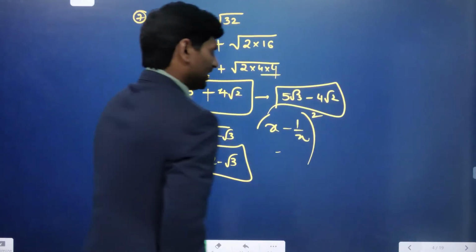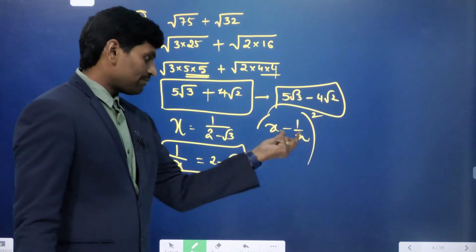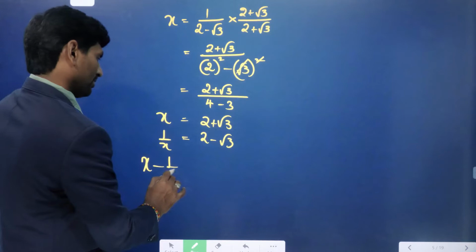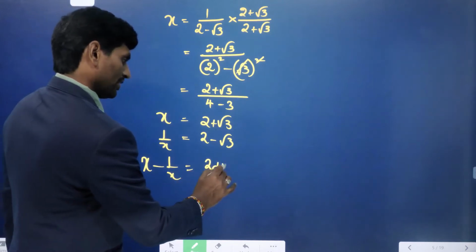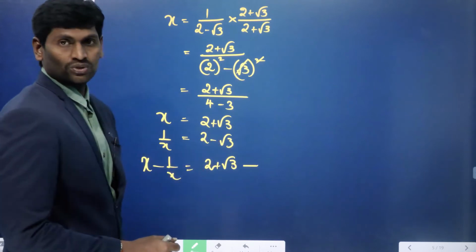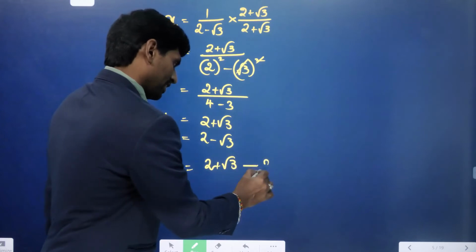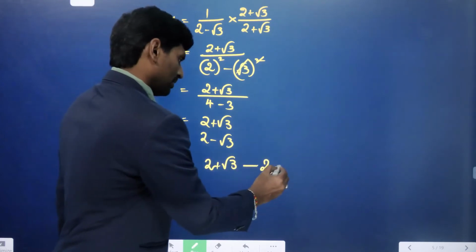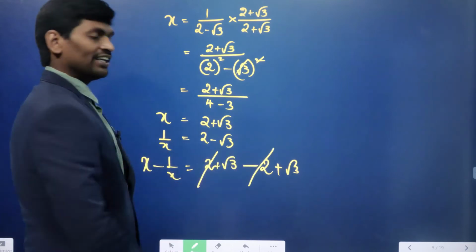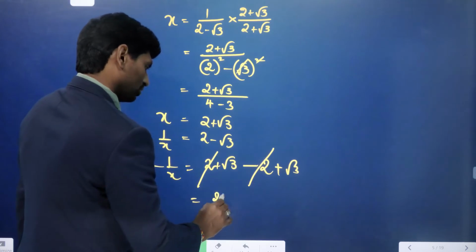But what is the question here? X minus 1 by x whole square. X minus 1 by x, we try to do that. X value is 2 plus root 3 minus 1 by x value 2 minus root 3. When you apply minus here, this plus 2 becomes minus 2, minus root 3 becomes plus root 3. Plus 2 minus 2 cancel. Root 3 plus root 3, 2 root 3.